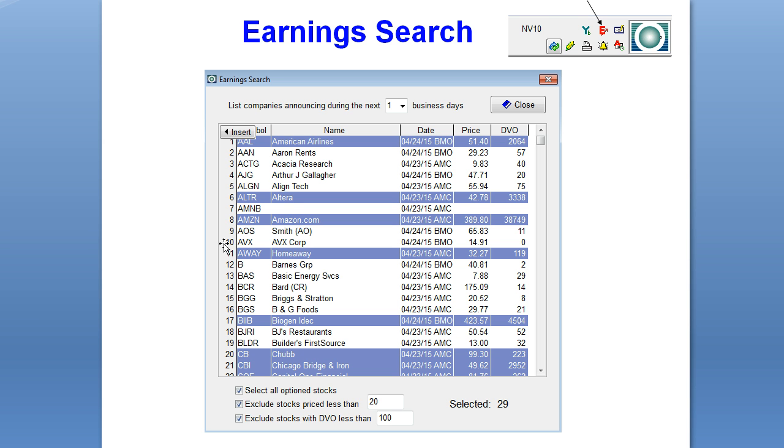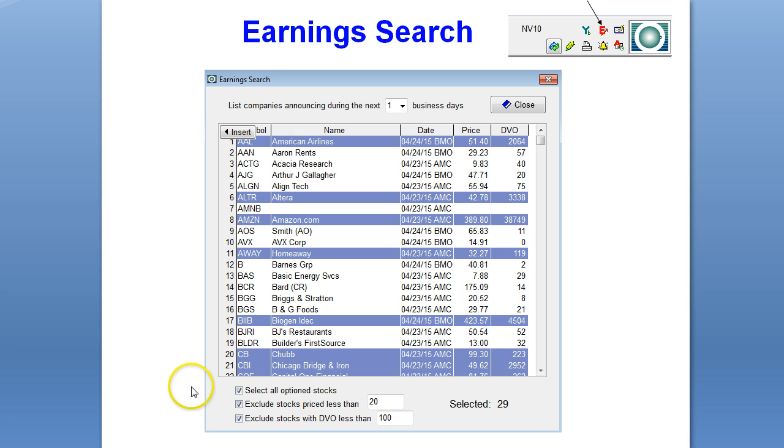But this is a way of getting a complete list of earnings coming out, and that is in OptionVue. You would go to the top right corner, click that E button, and that brings up an earnings search screen. Come down to the bottom here, fill these items in accordingly.